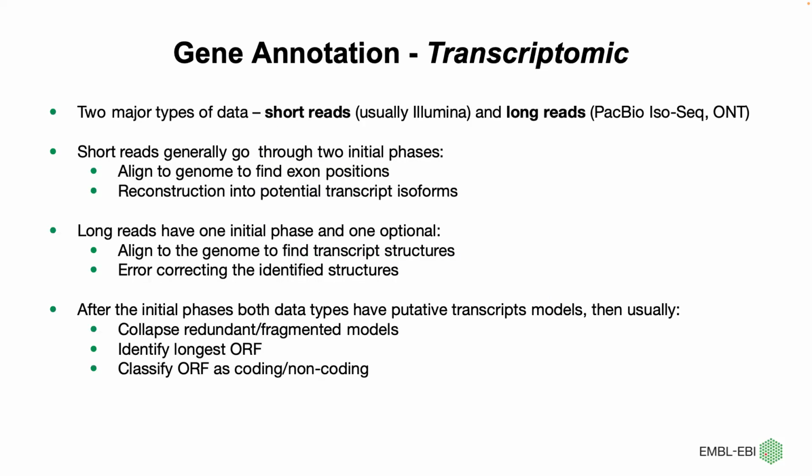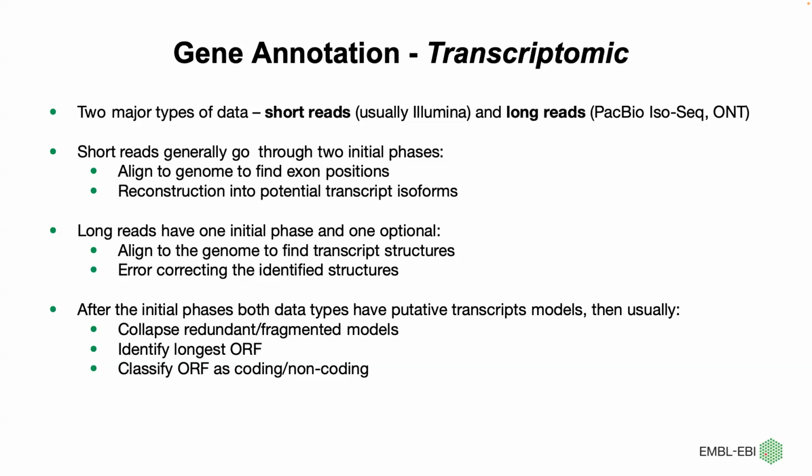The two major types of data that we use for transcriptomic alignments are the short reads, which are mostly coming from Illumina data, and the long reads coming from PacBio or Oxford Nanopore technology. The short reads generally go through two initial phases. We align these short reads to the genome to find the exact exon positions, and then we reconstruct these alignments into potential transcript isoforms. For long reads, there is one initial phase and one optional. We align the long reads to the genome to find the entire transcript structure because it's long read. So we can have the full transcript structure.